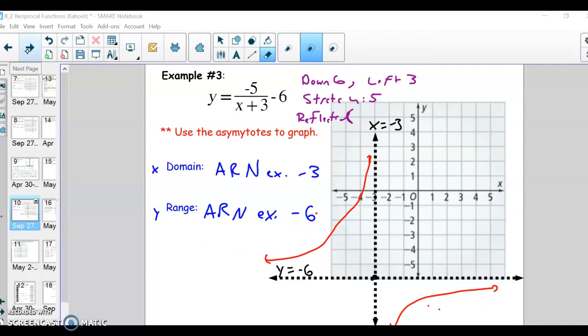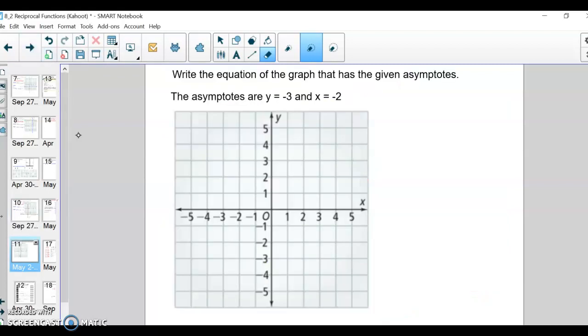Okay, final piece is, so far we've been taking the equation, making the graph. The next one is a little bit different. It's going to give us the asymptotes, and we have to come up with the equation. Okay, so my approach is always to do it visually. You actually don't have to draw the graph here, you just have to get the equation. But to help me get the equation, I would definitely sketch the picture.